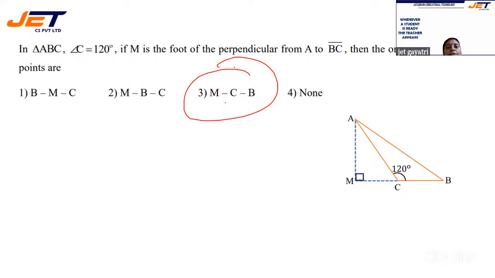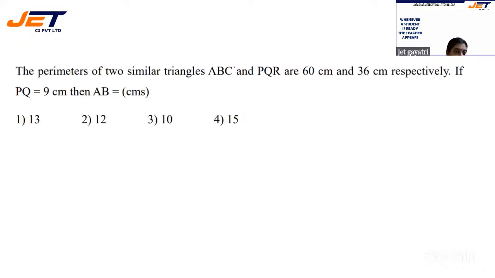All right. Now with this, we are moving on to the next question. The perimeters of two similar triangles ABC and PQR are 60 centimeter and 36 centimeter. If PQ is 9, then what is AB? Okay, right. So they say similar triangles, isn't it? So triangle ABC is similar to triangle PQR.